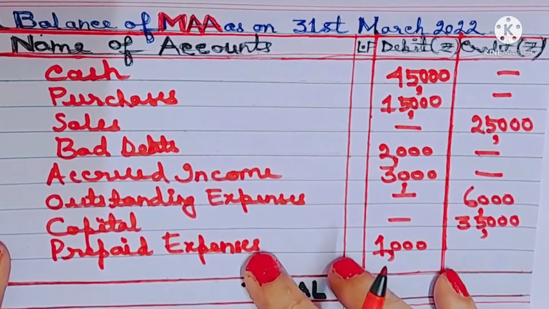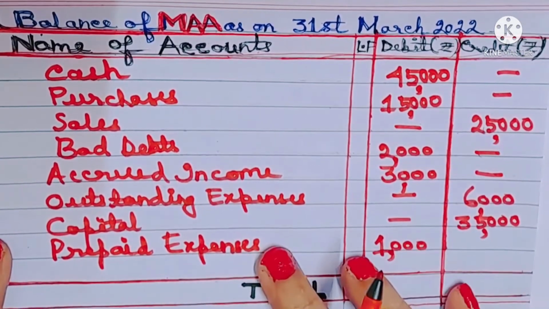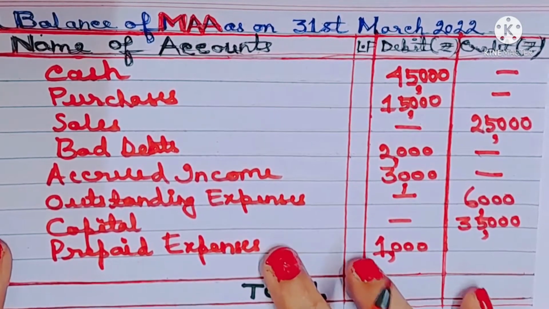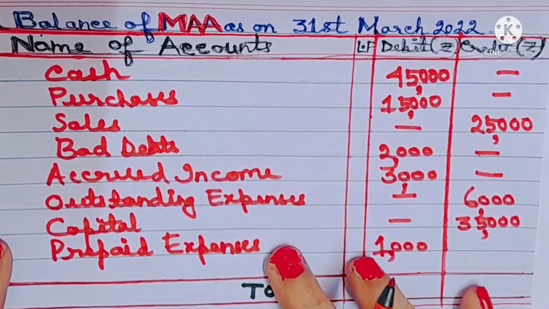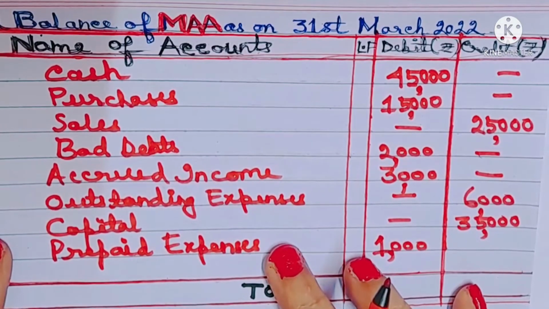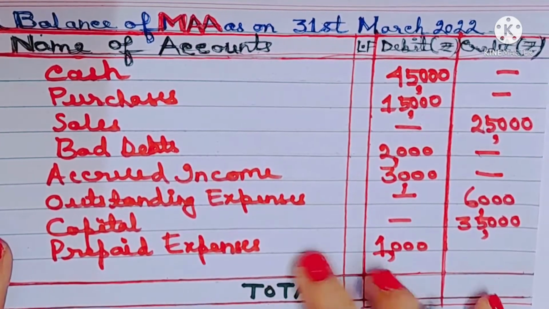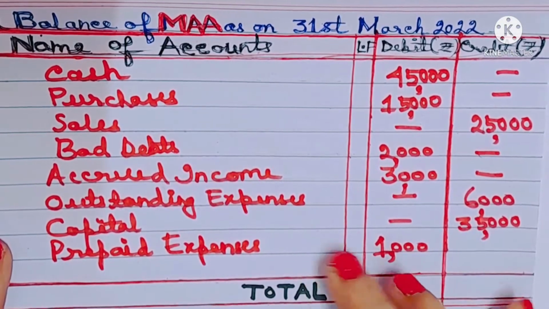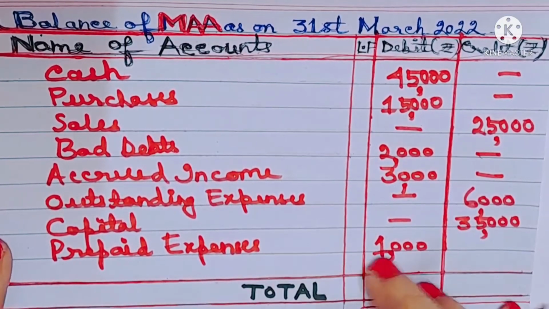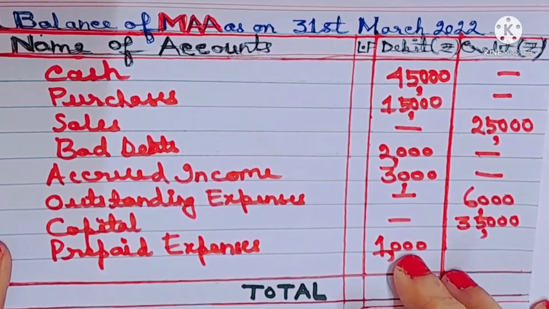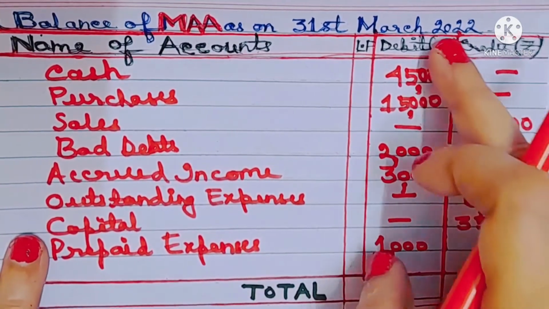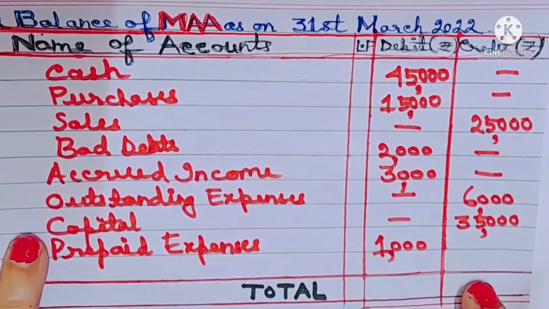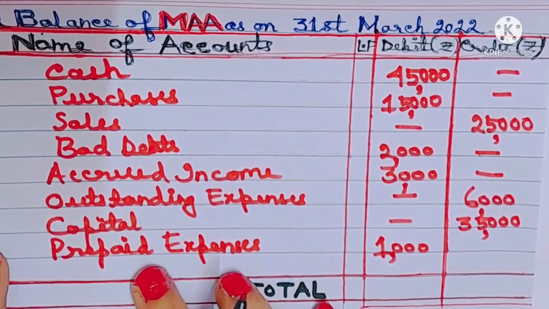Why prepaid expenses is debit? Because prepaid expenses falls under personal account, rather representative personal account. According to personal account, the receiver of the benefit is debit. Here prepaid expenses is the receiver of the benefit, so prepaid expenses will be debited. Now let's calculate the total of debit column and the total of credit column, and let's see if suspense account will appear or not.